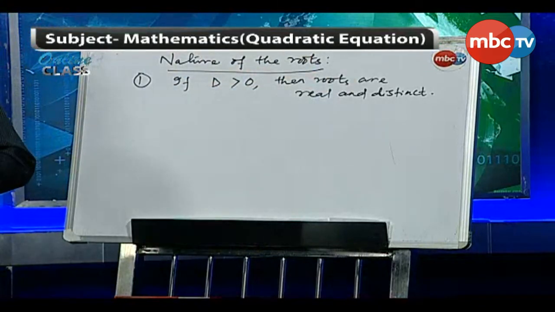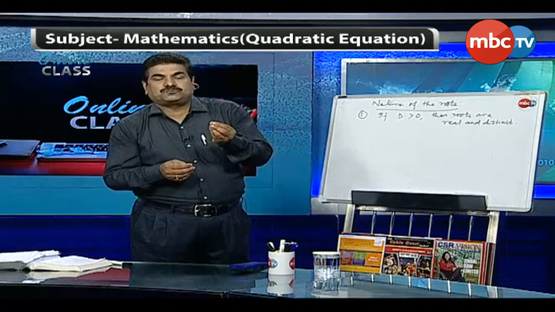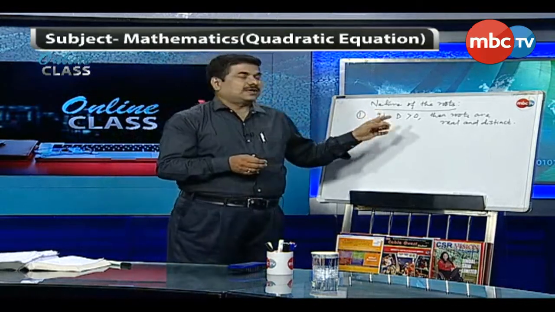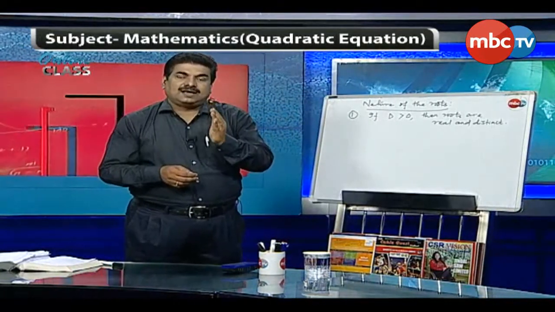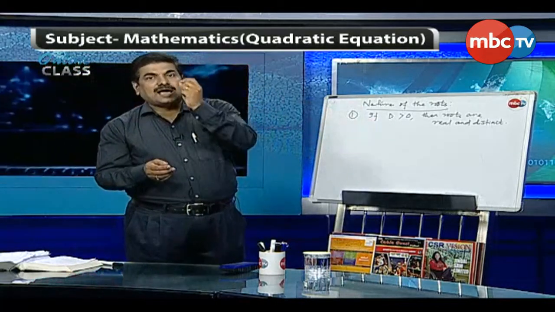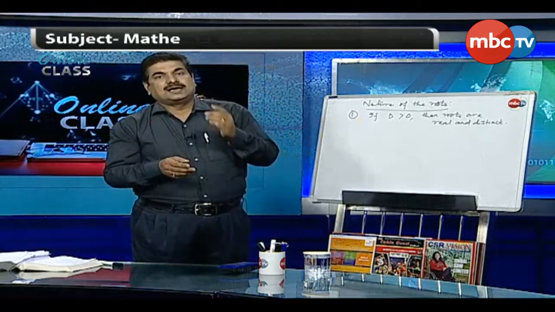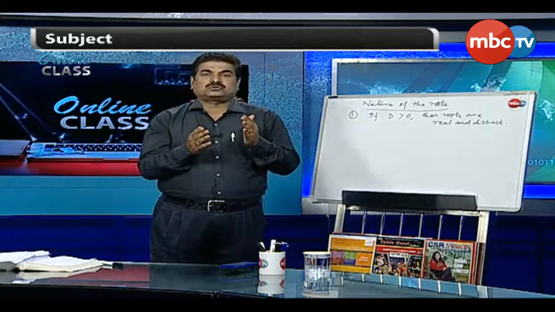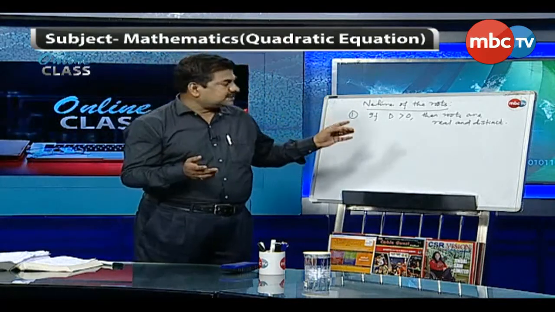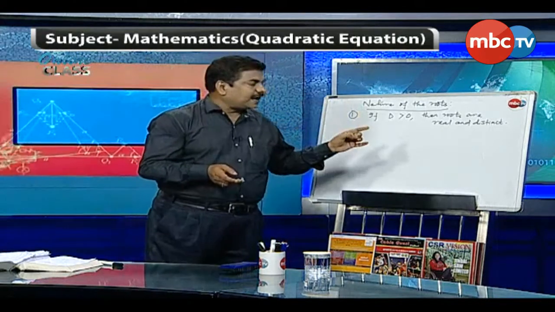And also I have told you that if a, b, c belong to Q and b square minus 4ac is a perfect square, then the roots are rational and unequal. In the second case, if a, b, c belong to Q and b square minus 4ac is not a perfect square, then the roots are irrational and unequal.